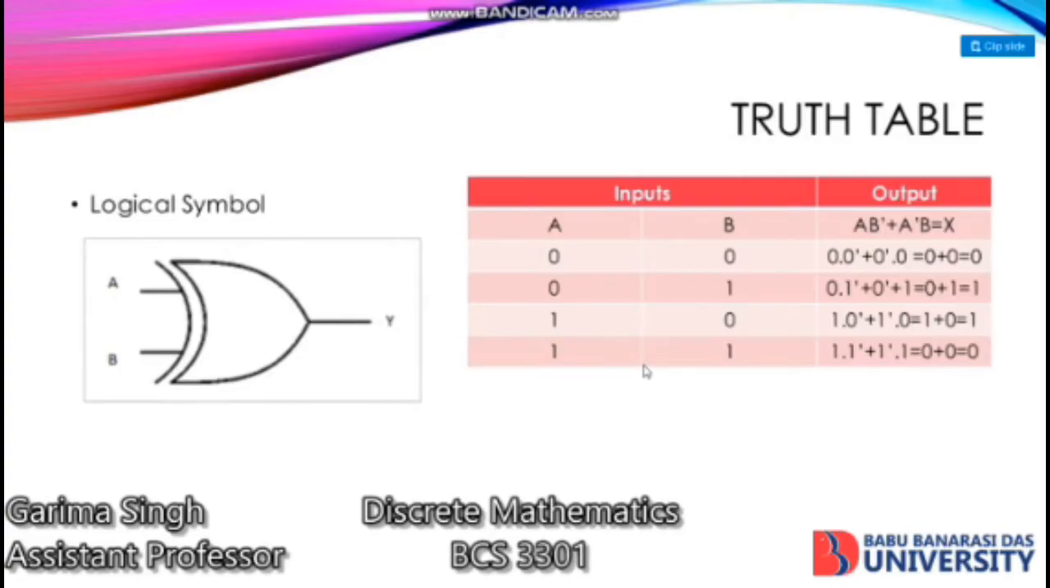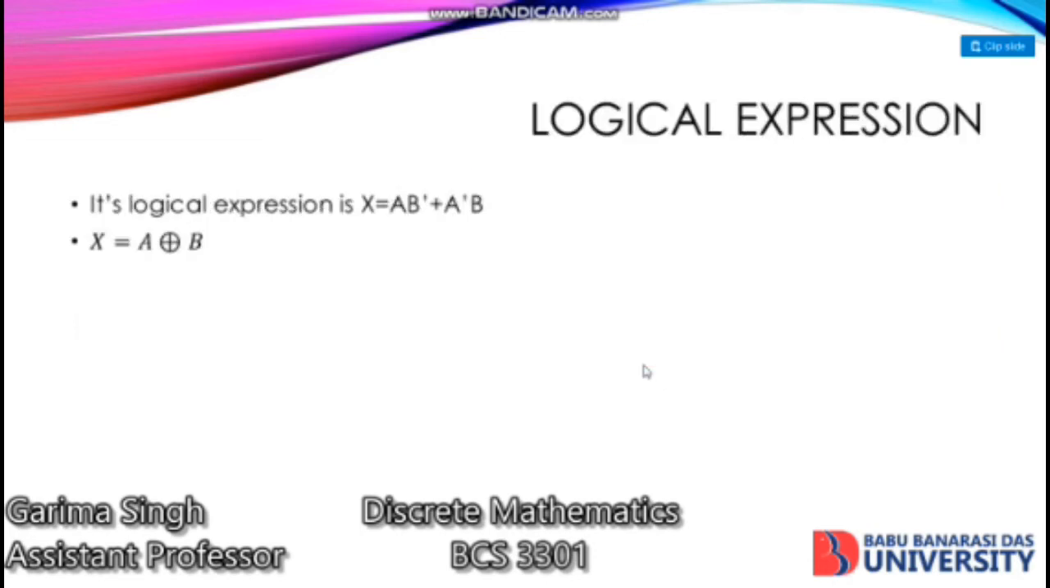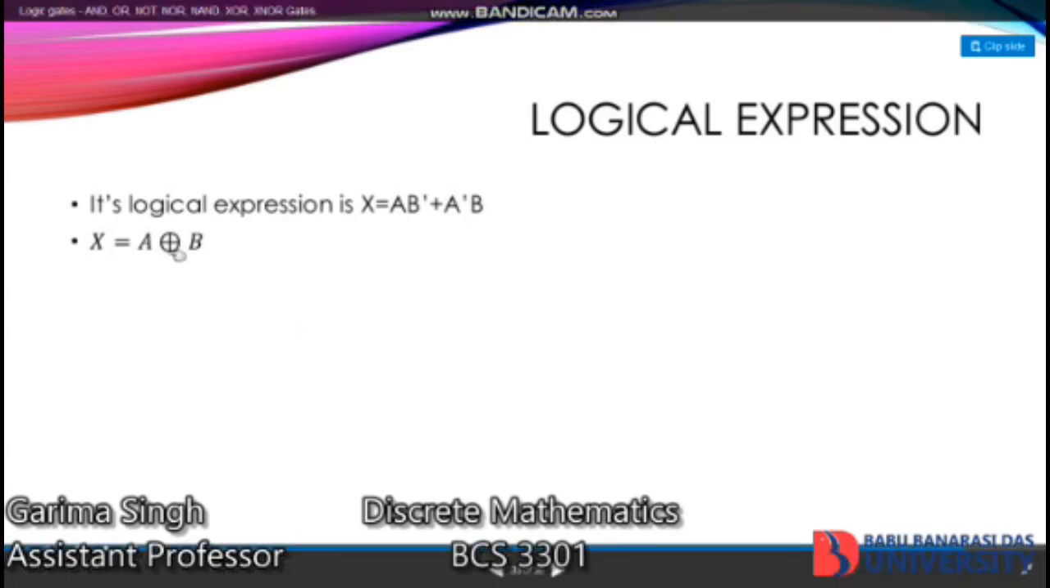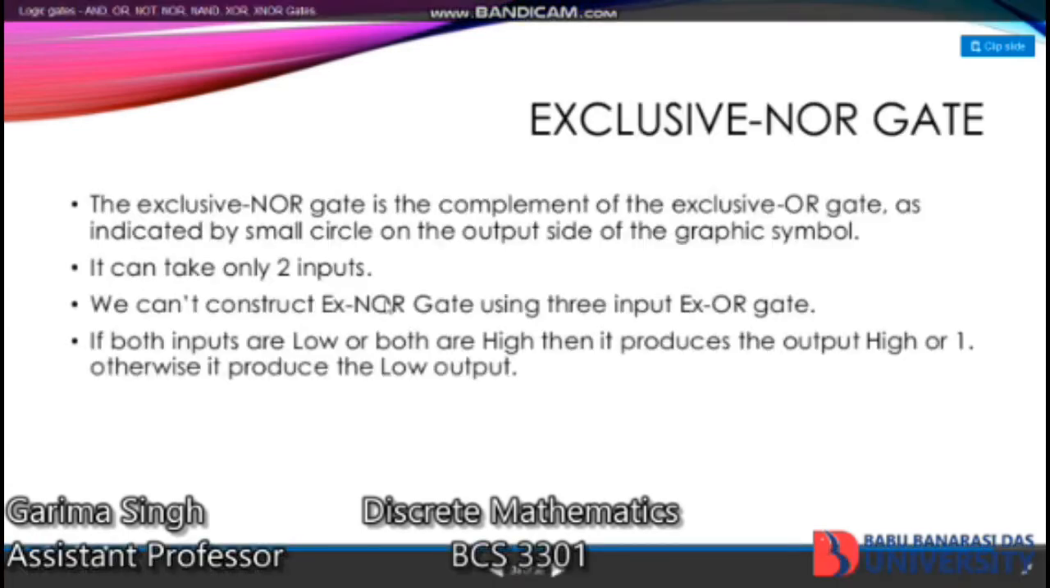So this is the truth table for this. Whatever you are applying, you have to just see if both the inputs are same, meaning both are 0, then you'll get a 0. Otherwise, if any of the inputs is 1, then you'll get a 1. The logical expression is this. This is how you represent a XOR gate.